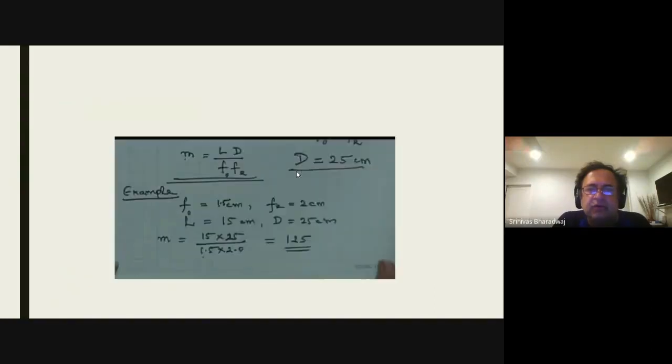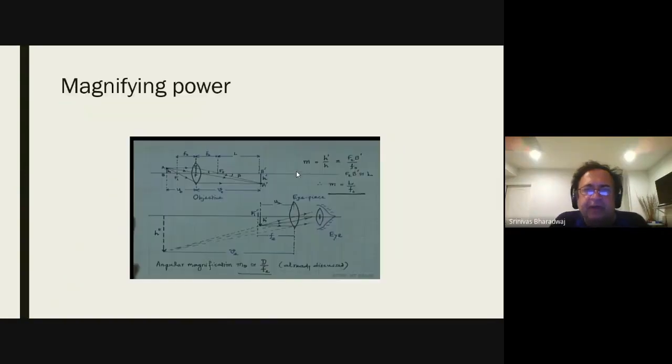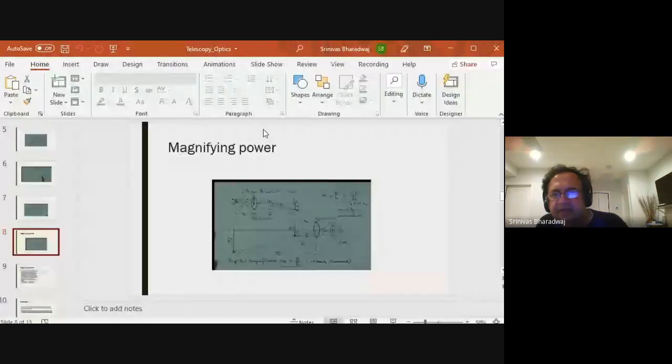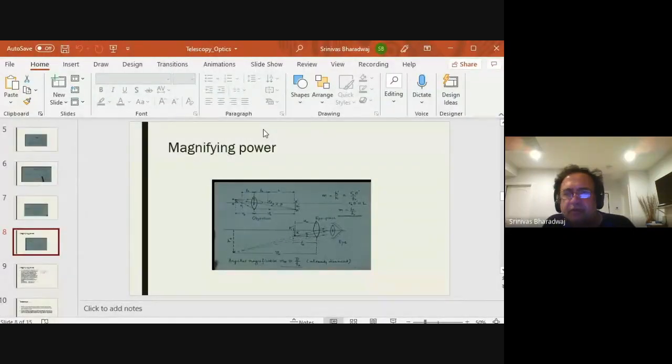Okay, so I'm going to stop here, and we will continue the discussion next class, because I've gone a few minutes over. Then we will go back a little bit and do a couple of problems involving lenses, and then we will continue with magnifying power, etc.